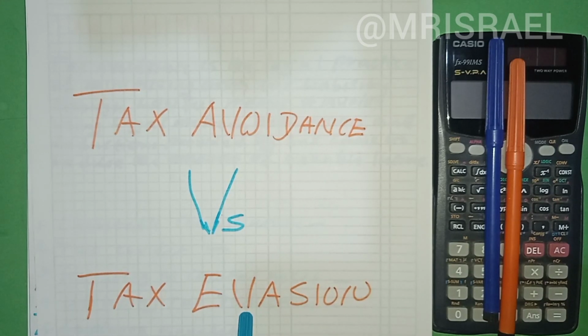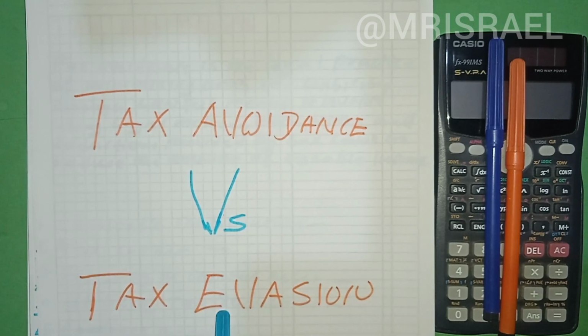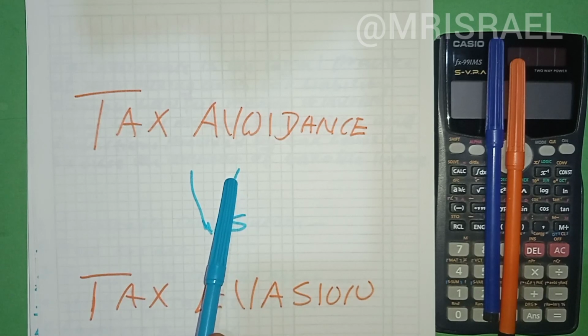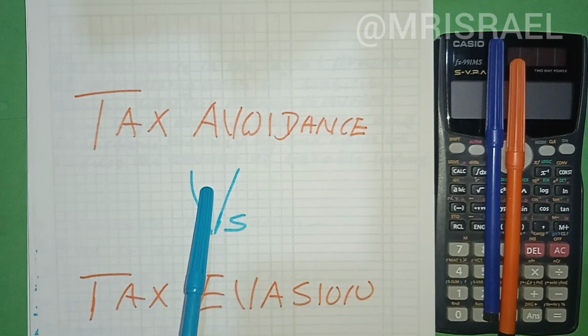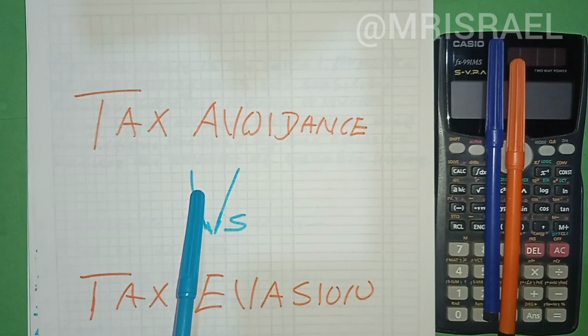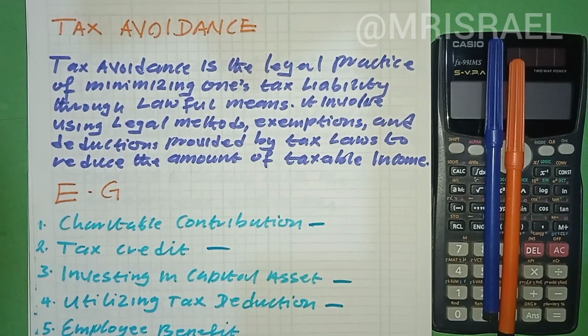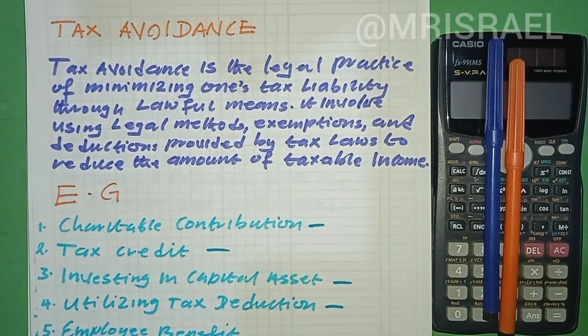Let it ring in your mind: evasion, prison. So each time you hear evasion, what comes to your mind is prison. You will know that is an illegal means of not paying your tax, which is a criminal offense. But avoidance is legal. Using the loopholes, taking advantage of the loopholes in the tax law to pay less tax. So let's dive in and see what we can come out with.